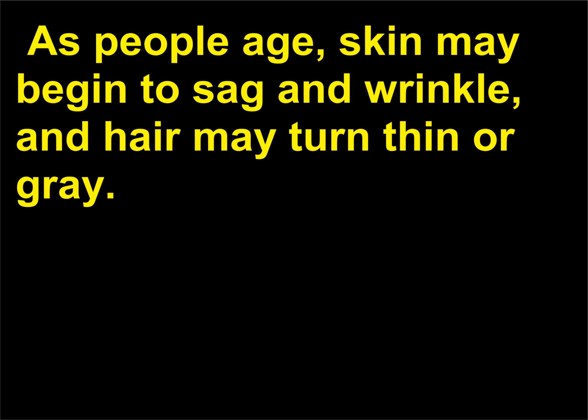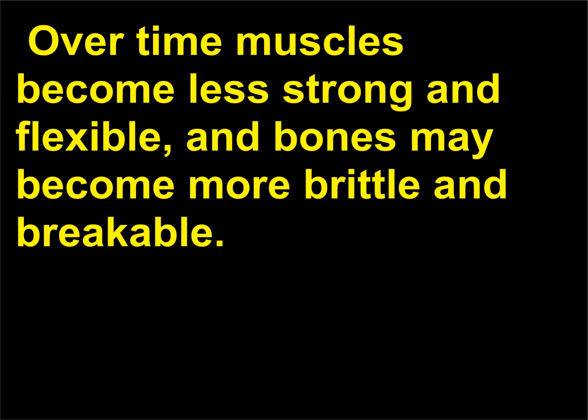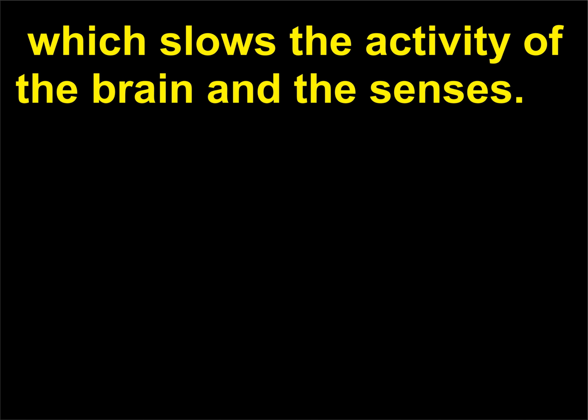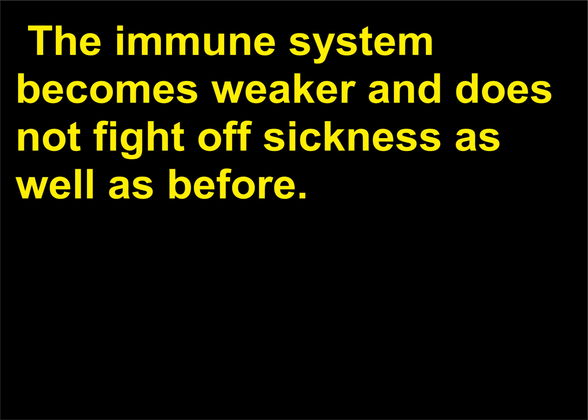As people age, skin may begin to sag and wrinkle, and hair may turn thin or gray. Over time muscles become less strong and flexible, and bones may become more brittle and breakable. Blood may not flow through the body as well as it once did, which slows the activity of the brain and the senses. The immune system becomes weaker and does not fight off sickness as well as before.